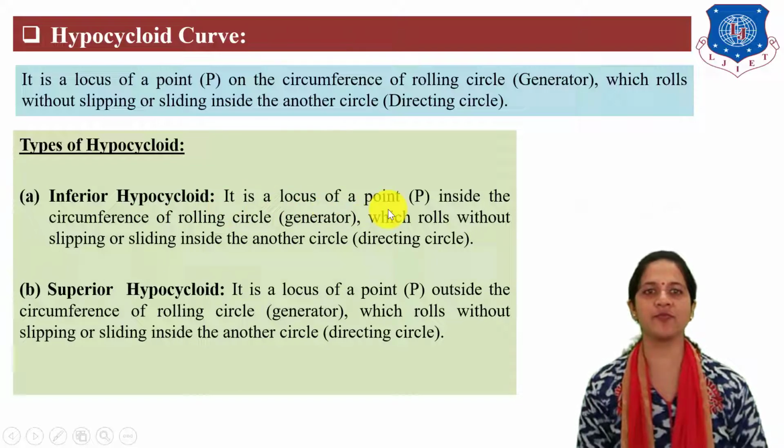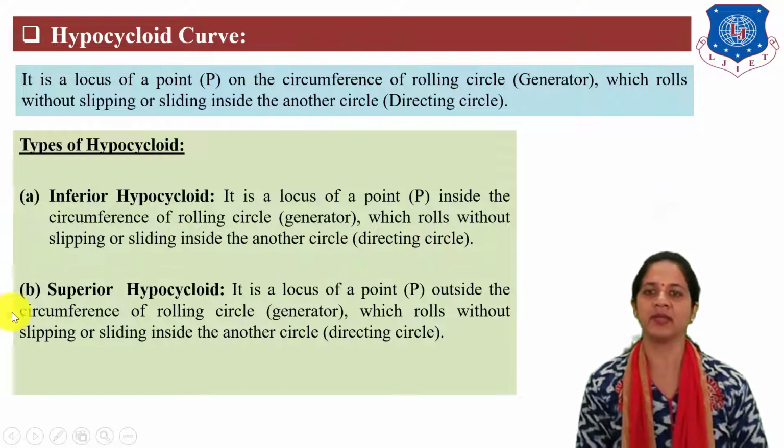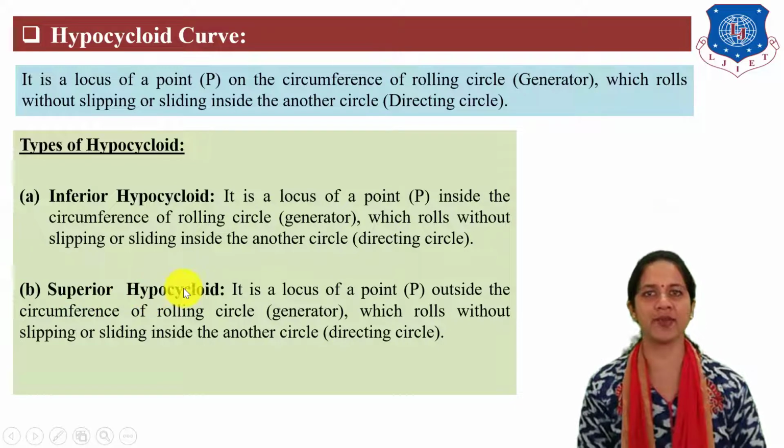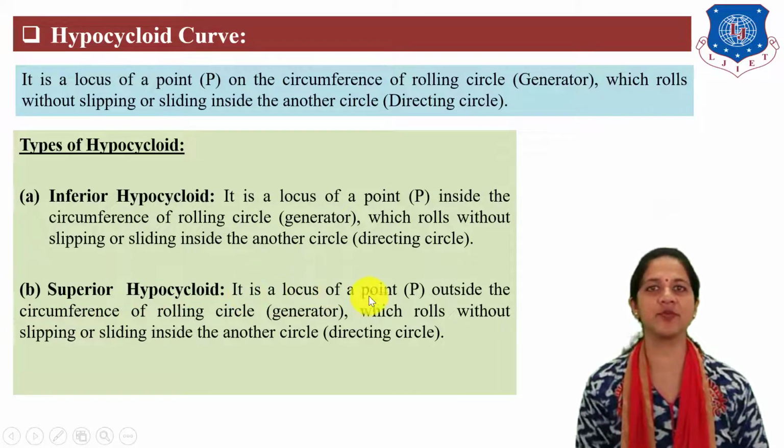It is the locus of a point inside the circumference of the rolling circle or generator which rolls without slipping or sliding inside another circle or directing circle. Next, what is a superior hypotrochoid? It is the locus of a point outside the circumference of the rolling circle or generator which rolls without slipping or sliding inside another circle or directing circle.